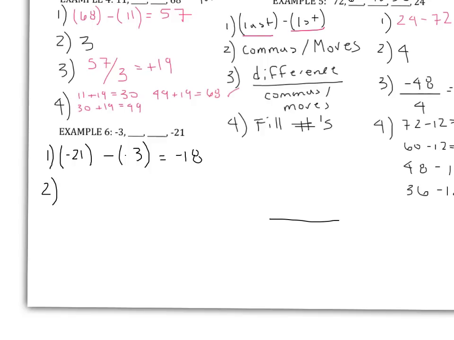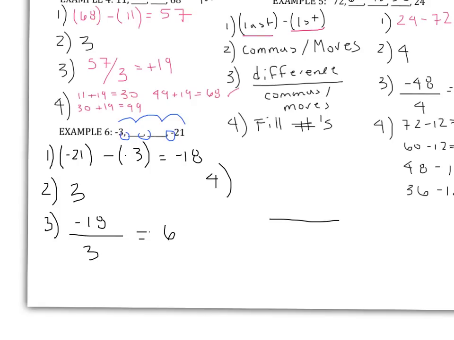Next, I'm going to count the number of commas. 1, 2, 3. Or the number of moves. 1, 2, 3. So we have 3 moves. I'm then going to divide my difference, negative 18, divided by my number of commas, which gives me negative 6. And then I'm going to go ahead and fill them in.